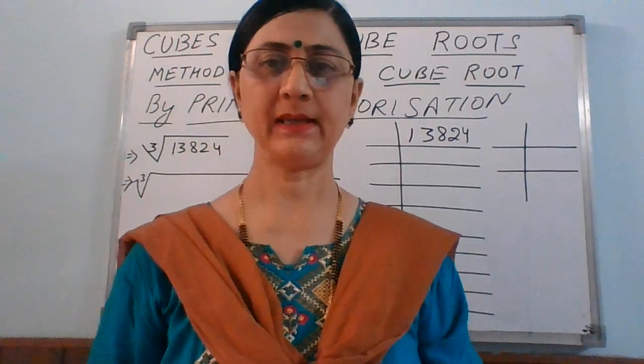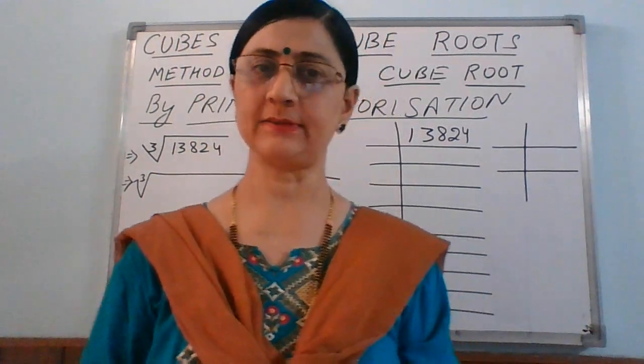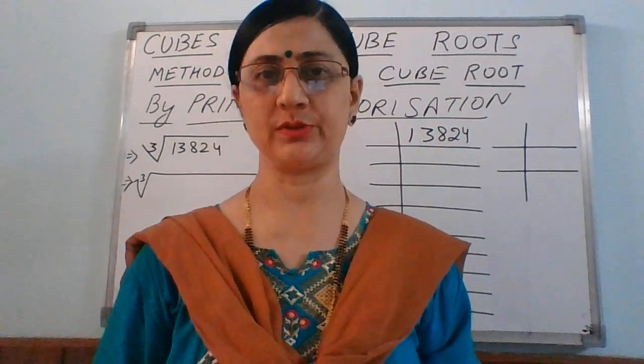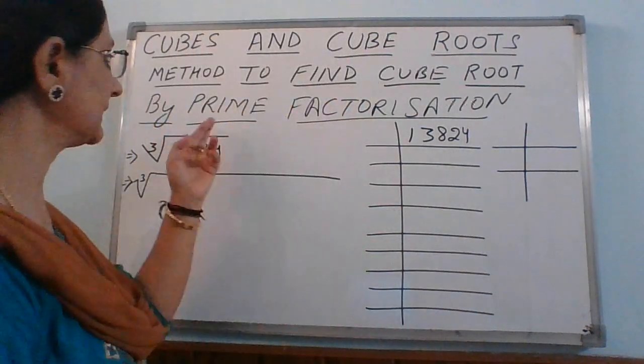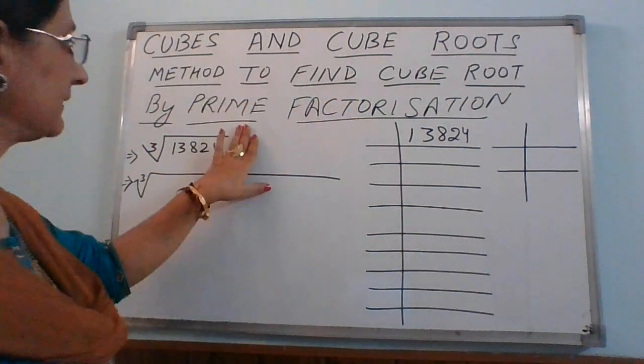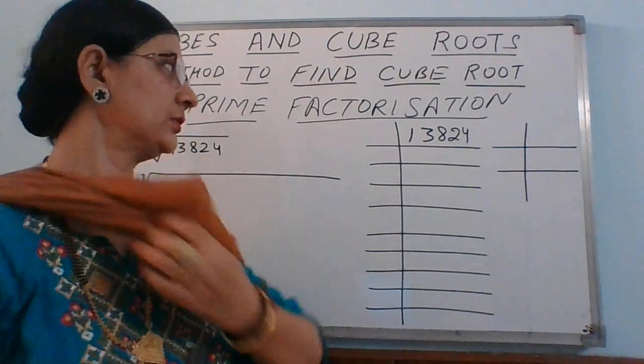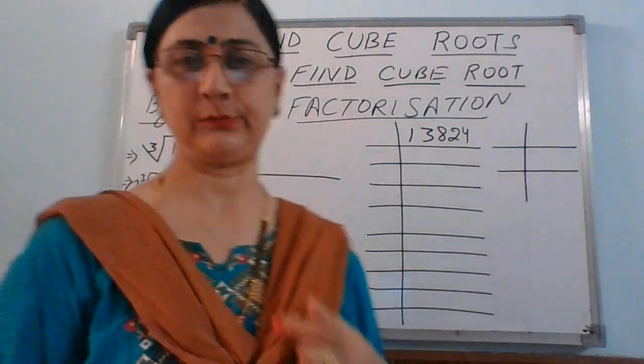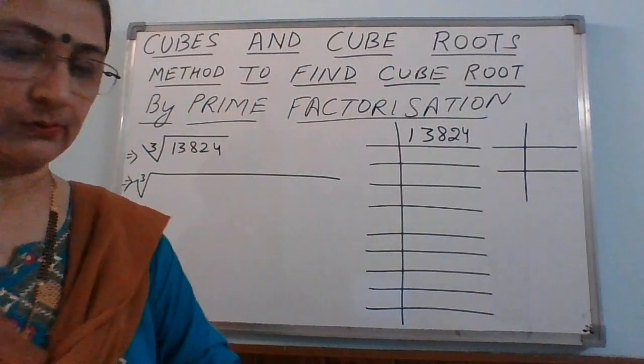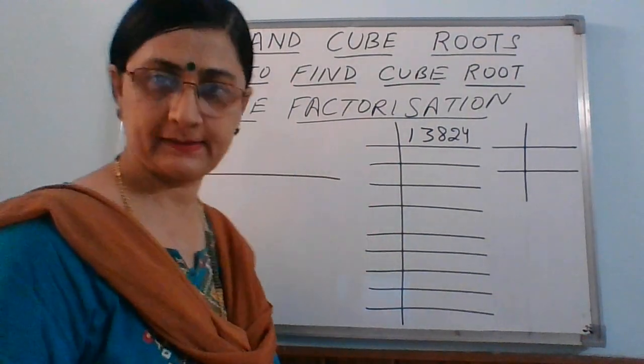Now I'll explain how to find the cube roots, right? As we did square roots, now cube roots. So by prime factorization, there is a method to find the cube roots by prime factorization method. So I have taken one question 13824, right, children? Okay, now let us find the factors here.